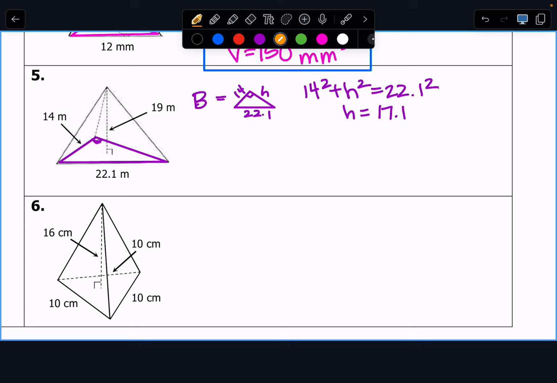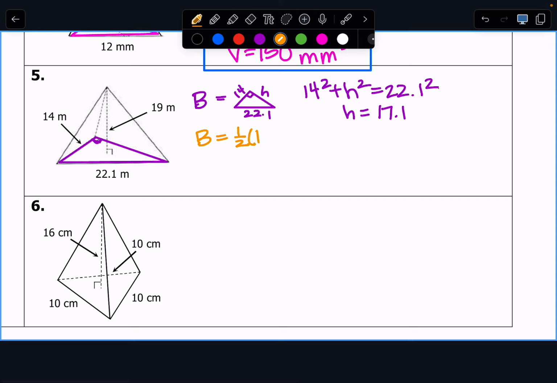How did I mess up? I did 22 divided by 2, and then squared, and then minus that. Well, no. It's 22.1, the whole thing, not divided by 2. But I thought you had to divide. Nope, because it's the whole hypotenuse, not a part of the triangle.